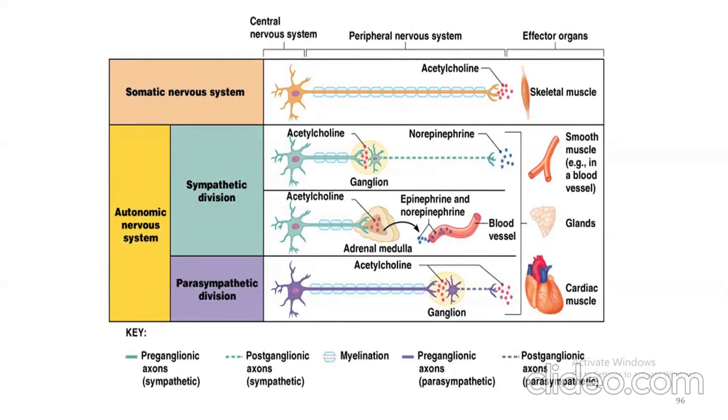Now see, the first one is the somatic nervous system. In that, the central nervous system and peripheral nervous system, the neurotransmitter is acetylcholine. The next one is the autonomic nervous system. This autonomic nervous system is divided into the sympathetic and the parasympathetic nervous system.